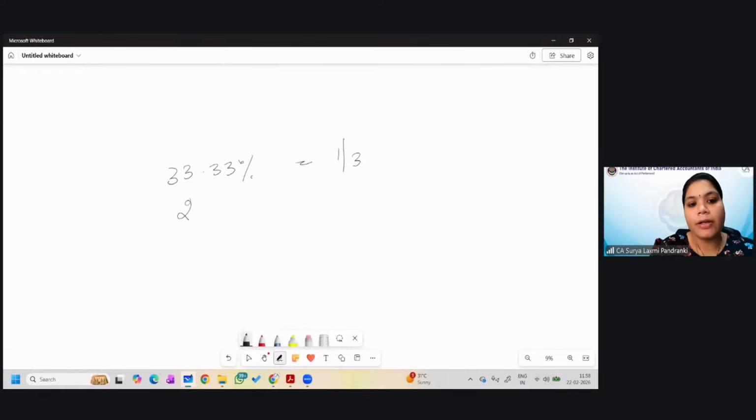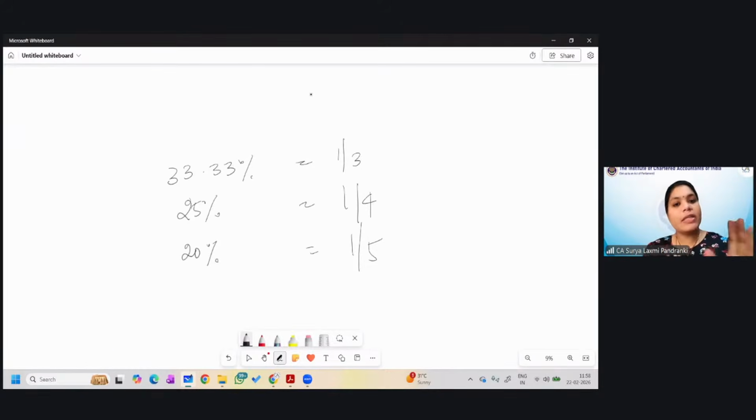33.33% means one third. 25% means it is one fourth. Or 20% means it is 1/5. Almost everybody knows this. When someone says 33%, it means one third; 25% means one fourth, and 20% means one fifth. Suppose they told you that in this question, what is given?